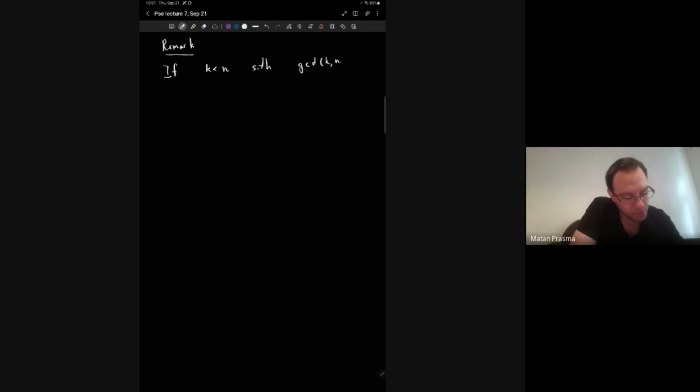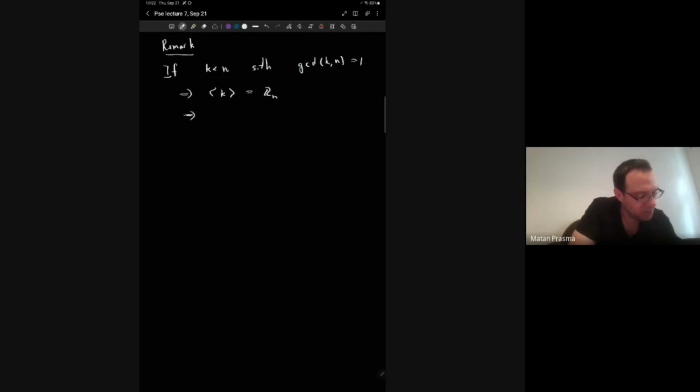All right. So I want to start with a remark. Suppose you have two integers which are coprime. Then, last time we showed that if they are coprime, then k is a generator of the integers modulo n.